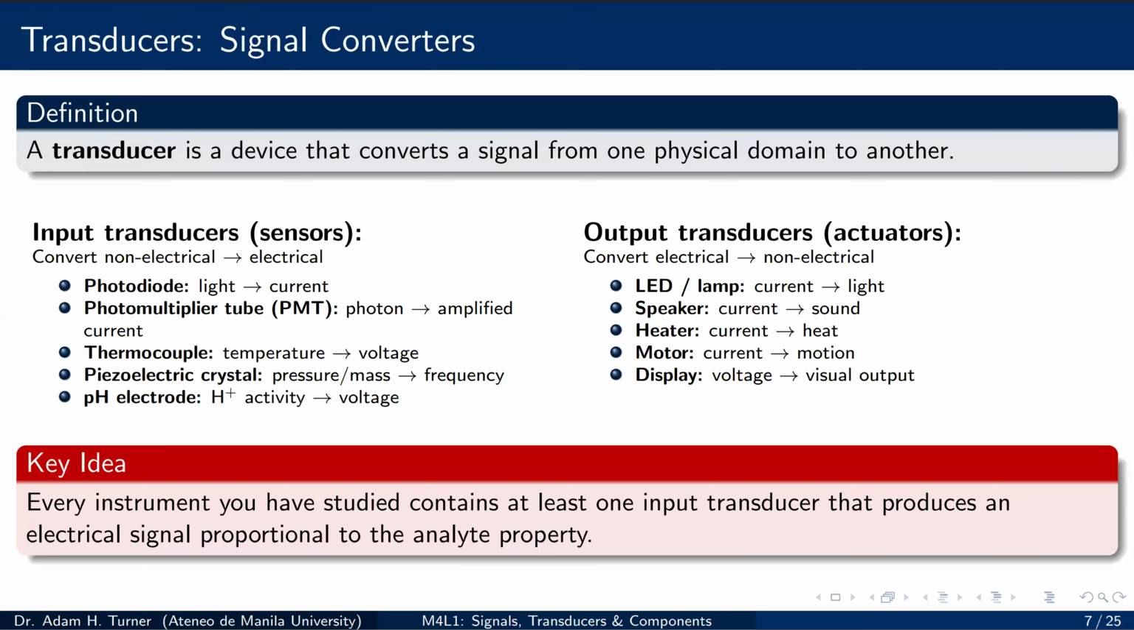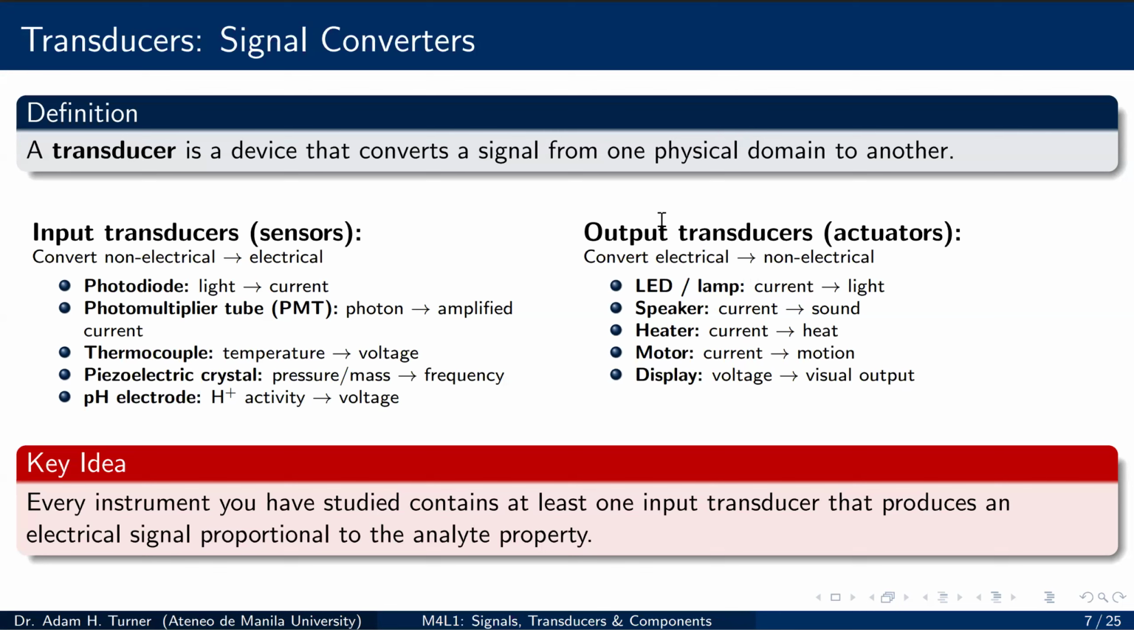Let's consider what a transducer actually is. It's a device which is going to convert a signal from one physical domain to another. That's all it is. We classify these in two types: input transducers, or sensors, which convert a non-electrical signal into an electrical one, and these are what we use in our analytical instruments. A photodiode, for example, converts light into a current. A photomultiplier tube, a PMT as we know it, takes a single photon and amplifies it into a measurable current pulse. A thermocouple generates a voltage proportional to temperature. A piezoelectric crystal changes frequency when mass is deposited on it. That's how a quartz crystal microbalance works.